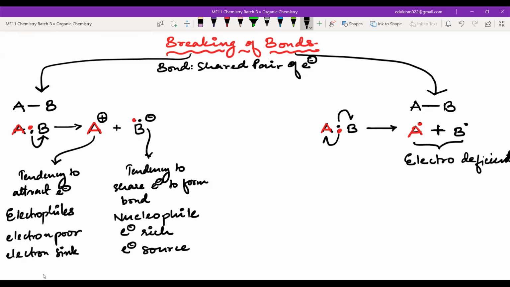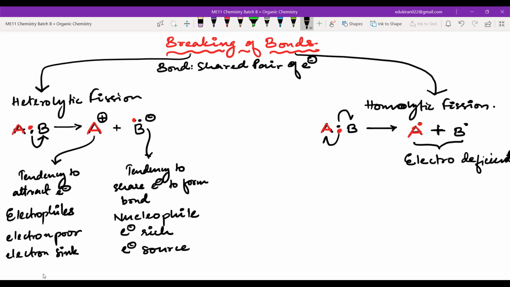And see, when you are having a cleavage in which both the electrons are going to one particular atom, this is known as heterolytic fission of bond. And when one electron is going to each of the combined atoms, this is known as homolytic cleavage, homolytic fission.